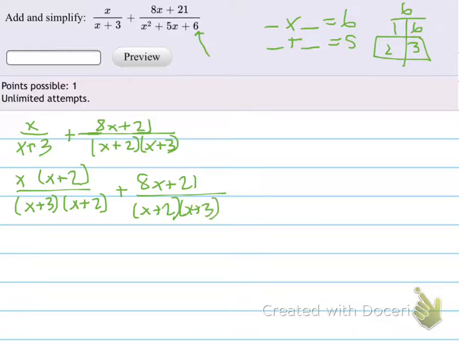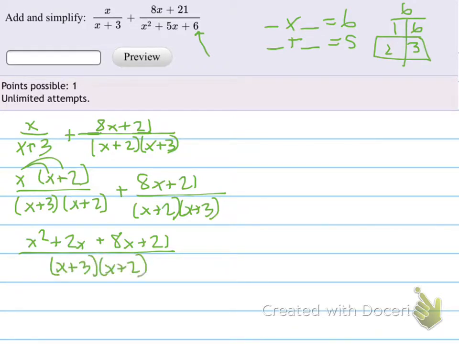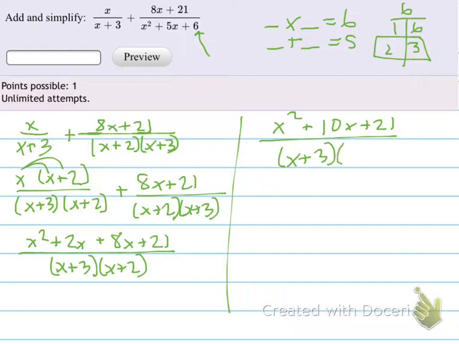Now we need to distribute this, so we've got x squared plus 2x plus 8x plus 21. I'm kind of skipping the middle step where we distribute and then we add. I'm just distributing and adding in the same step. So then we have x plus 3, x plus 2. We combine like terms here in the numerator. So we have x squared, 2x plus 8x is 10x plus 21 over x plus 3 times x plus 2.